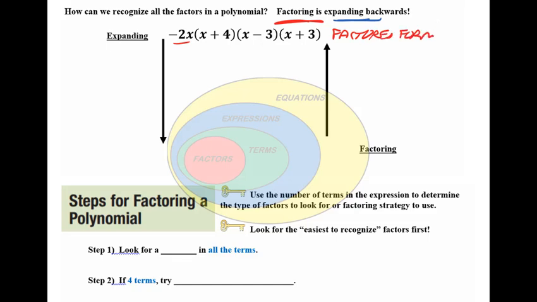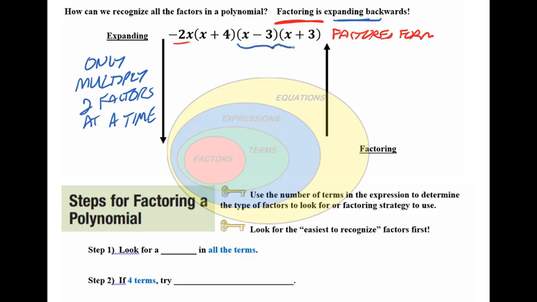And if I expand it, I can only multiply two factors at a time. So which two do you want to start with? Well, if I notice here we have conjugate factors, so if I start expanding, maybe I'll multiply that one first, and we'd get a factor of x squared minus 9.